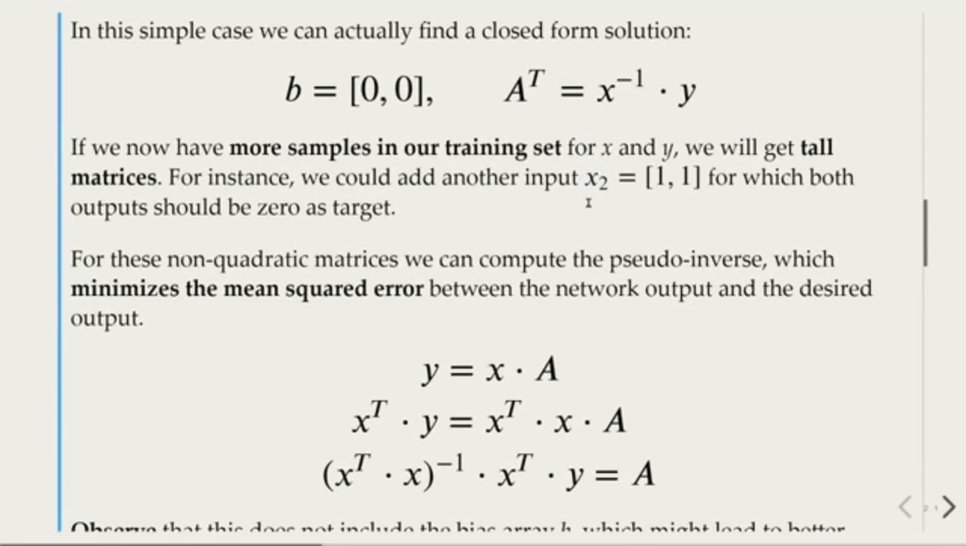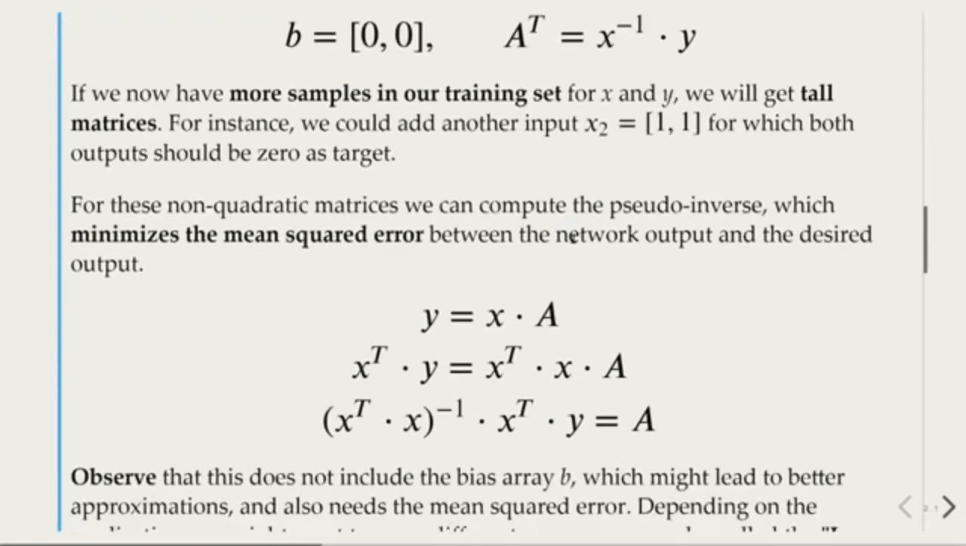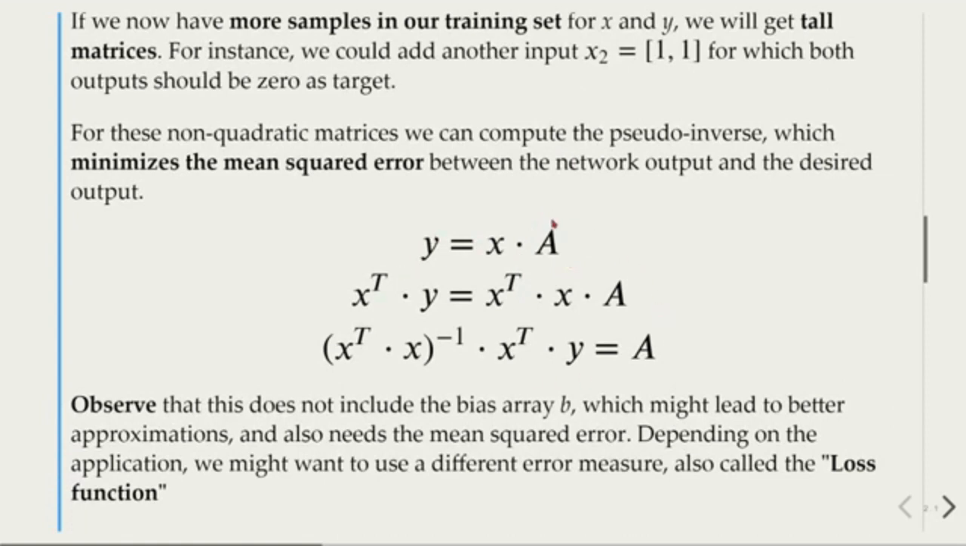For the non-quadratic matrices, we can compute the pseudo-inverse, which minimizes the mean squared error between the network output and the desired output. It's given here in these equations. Observe that this does not include the bias array B, which might lead to a better approximation, and it also needs the mean squared error. Depending on the application, we might want to use a different error measure, also called loss function.